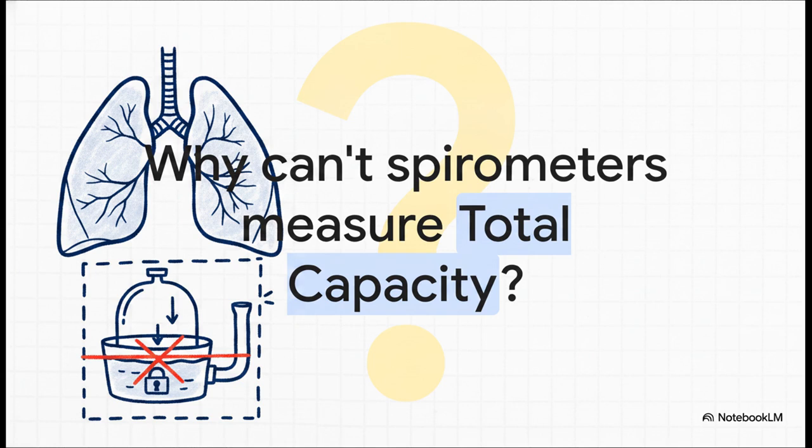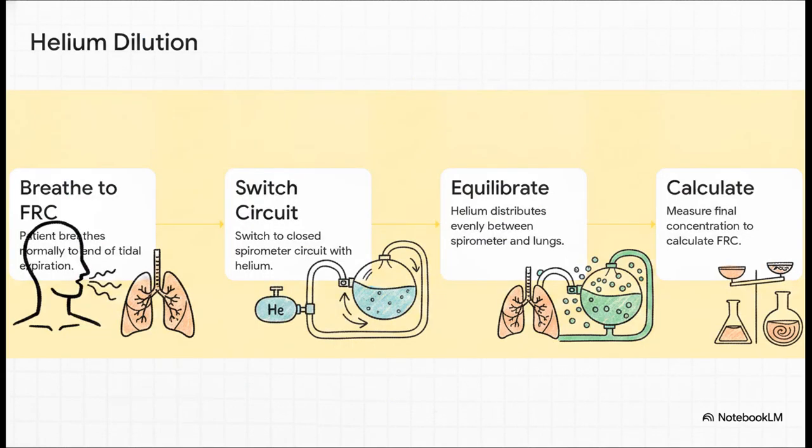Well, it's because of the spirometry limitation rule. A spirometer can only measure air that is actively moved. Since you can never voluntarily expire your residual volume, a standard spirometer can never directly measure the residual volume, the functional residual capacity, or the total lung capacity. To bypass this physical limitation, clinicians use some really clever workarounds.